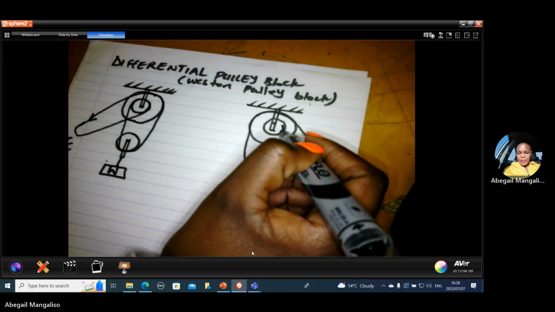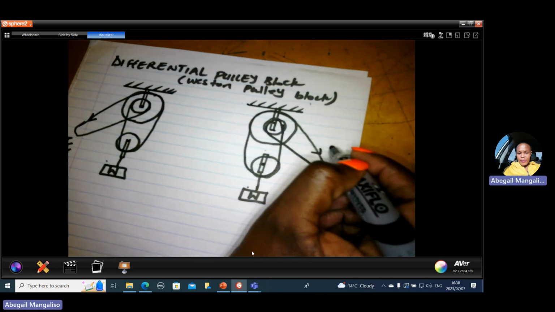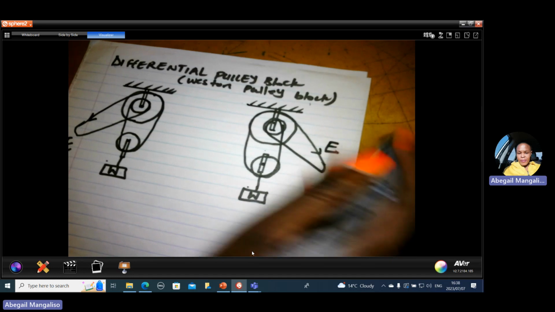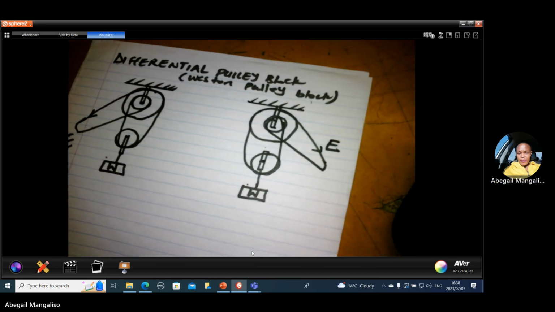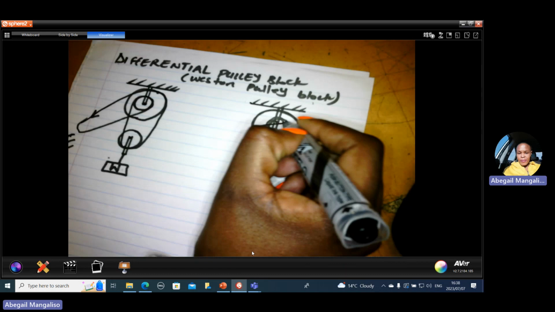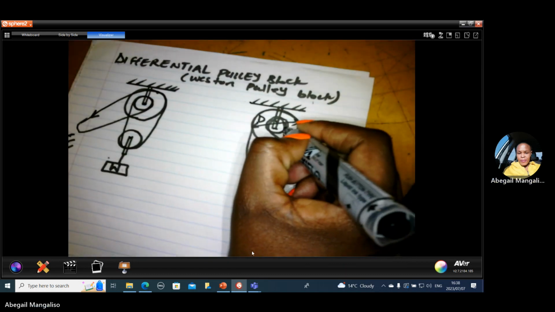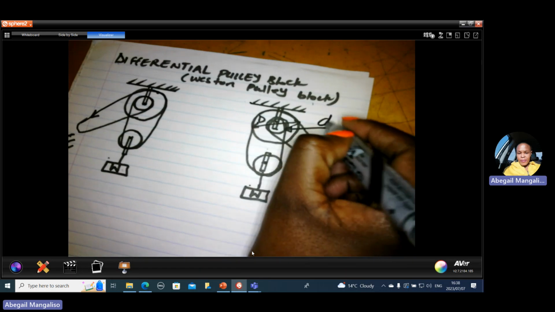And the effort is pulling in that direction. So you can sketch it facing the left-hand side or facing the right-hand side. Then you label this diameter. This is capital letter D. And the inner one is the small letter d.